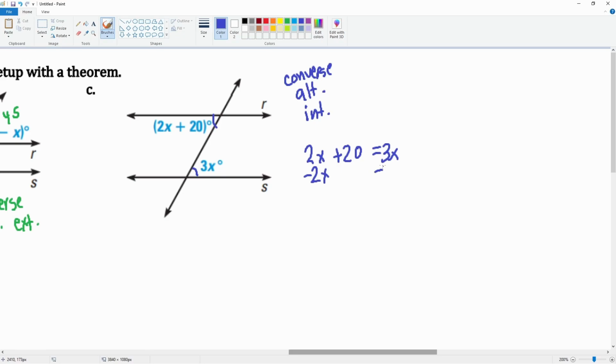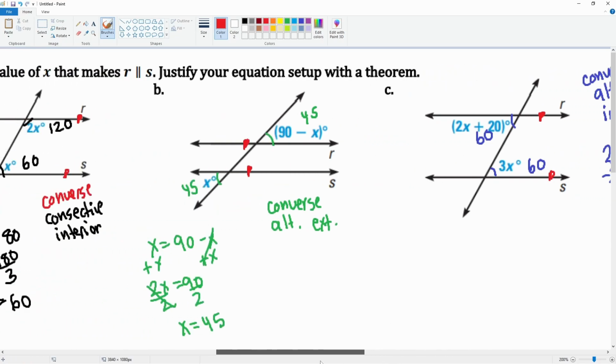Minus 2x to both sides. This cancels. 20 is equal to x. There you go. We know that if we plug in x here, this becomes 60. If we plug in x here, this also becomes 60. And then we can show that they are parallel because of the converse of alternate interior angles.